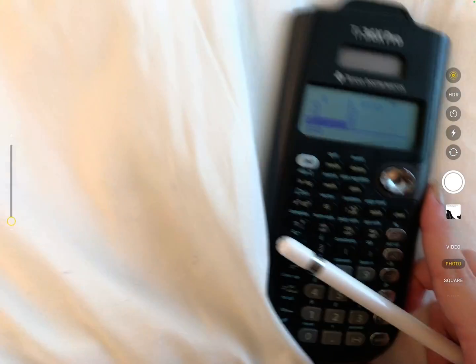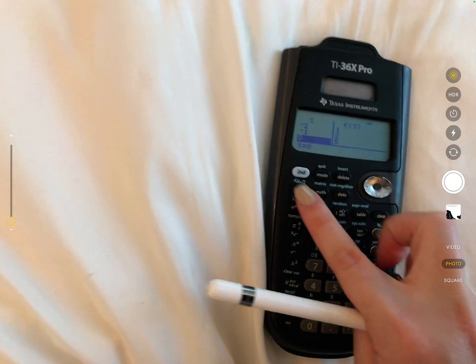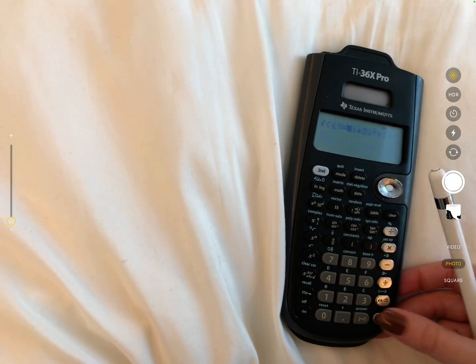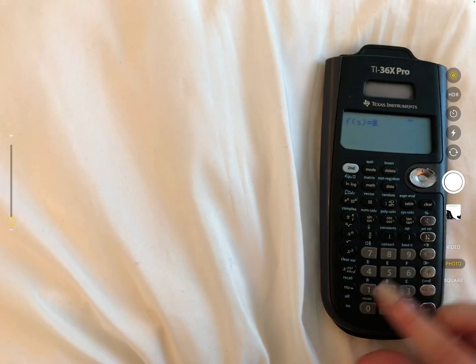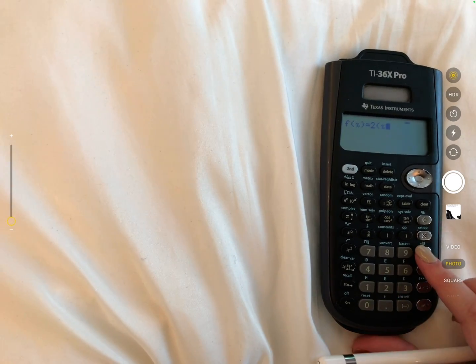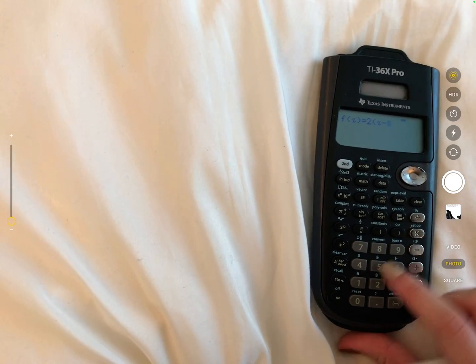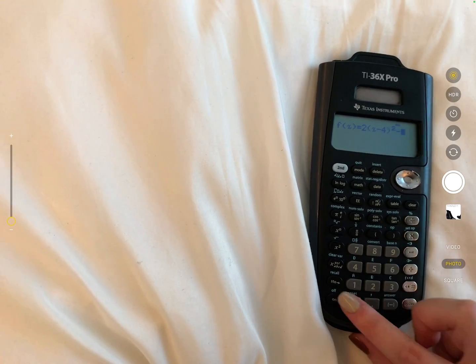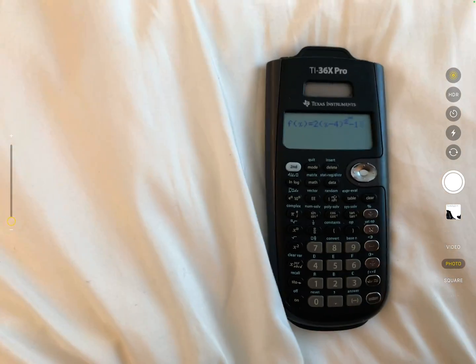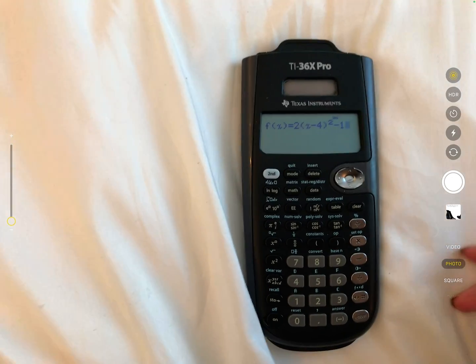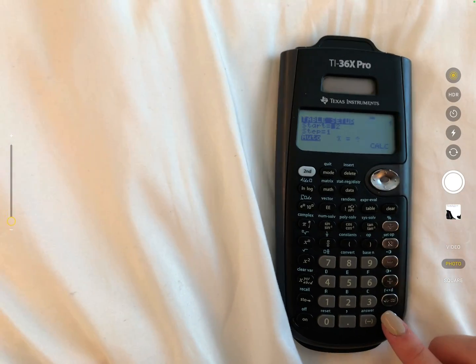So let's go back to the calculator and go right here. I'm just going to quit and go back to table, edit function, oh no, I cannot remember what it was. I think it was 2 times x minus, remember to use the subtraction sign here, 4 squared, and then it was minus 1. Let me double check that really quick. Yep, there we go. Okay, back to the camera.